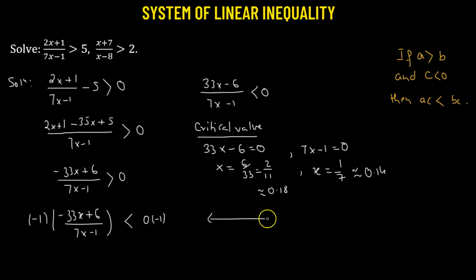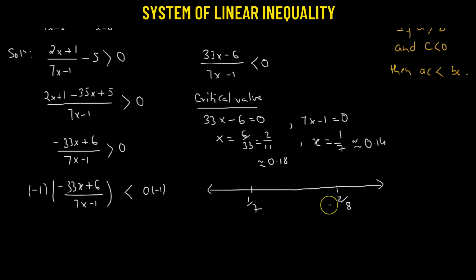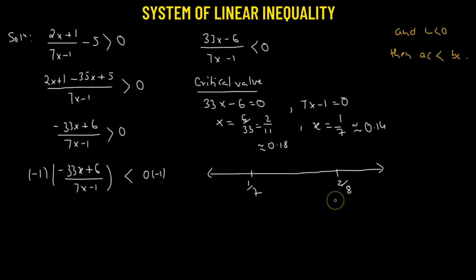Now we will consider a number line. On the number line, we will take these two critical values, 1 over 7 and 2 over 11. Now we will take some values of x. We will consider three values of x. We will consider x equal to 0, which is less than 1 over 7. We will also consider a value lying between 1 over 7 and 2 over 11, so we will consider x equal to 25 over 144.